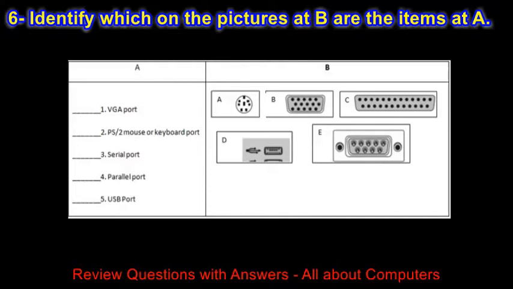Number 2, PS2 mouse or keyboard port. The answer is letter A. Number 3, serial port. Letter E. Number 4, parallel port. The answer is letter C. And number 5, USB port. The answer is letter D.